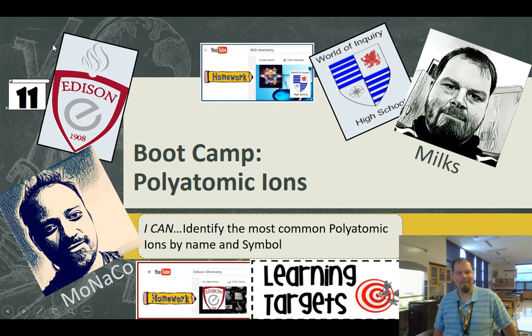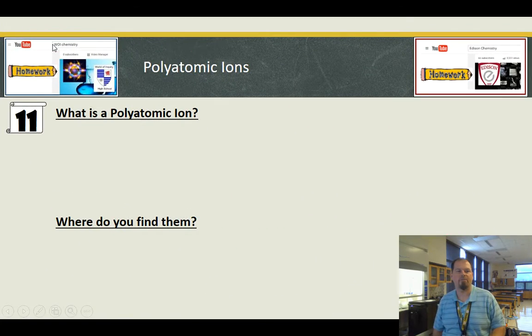Woohoo! Polyatomic ions. We will be able to identify polyatomic ions by name and symbol after this video. First off, poly means many atomic, many atoms together forming an ion. We don't know what an ion is yet either, but that's okay. I just want to get you guys kind of fluent with these names and where to find these.